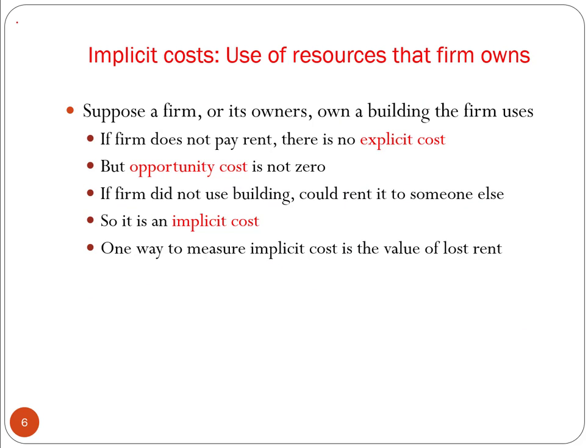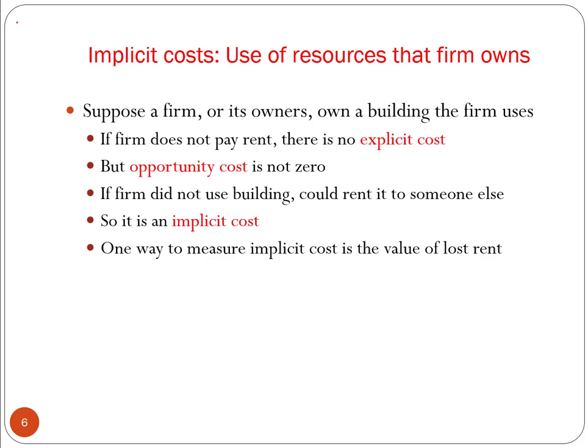Okay, so along these lines we can think of another implicit cost, and that's the use of resources that the firm owns. Let's imagine that you're an old firm and you built your factory 100 years ago, and at the time you had bank loans and debts that you had to pay off, but you've paid all those off now. So you're not renting the building, you own it, and you don't pay yourself any rent, of course. The firm doesn't pay itself rent for using it. So there are no explicit costs here. There's no money leaving the firm because of their using this building.